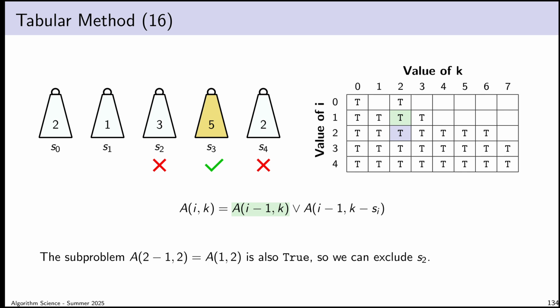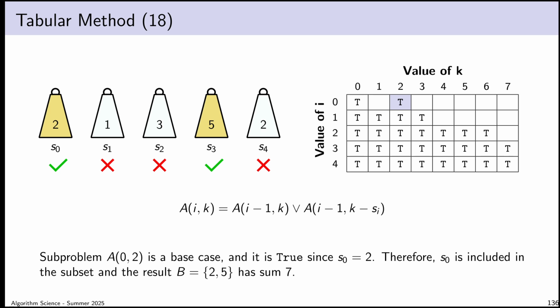Okay, so I look at A22 and I notice that A12 is also true, which means there is a way of making a subset with sum 2 without including S2, so I exclude it. I notice that A02 is also true, which means S1 is not necessary either, so I exclude it. And then finally, I look at A02. It's a base case. So A02 is true because S0 itself is equal to 2, and therefore S0 has to be included. And notice that I now have a subset that adds to 7. It's not the only subset, but I did get one.